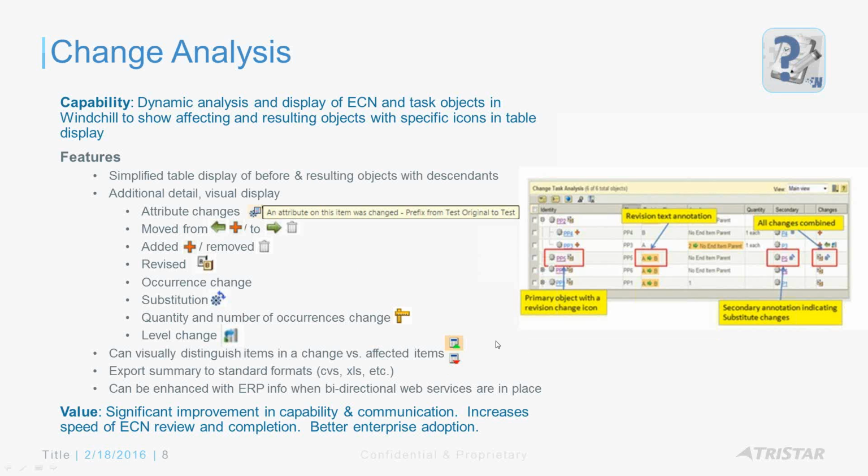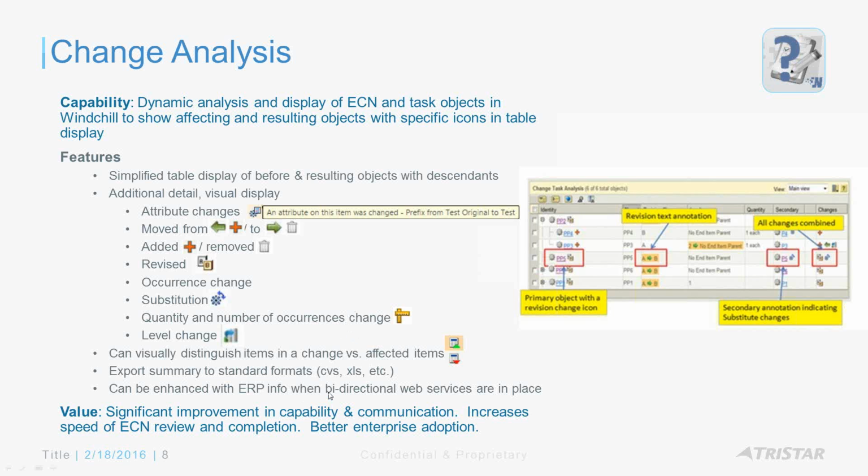This change analysis can also be exported to a report, like a Word file or a PDF, for a specific bill of material or a part that's been changed on that ECN.